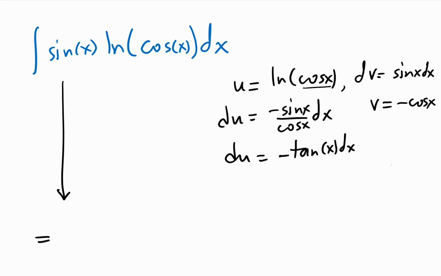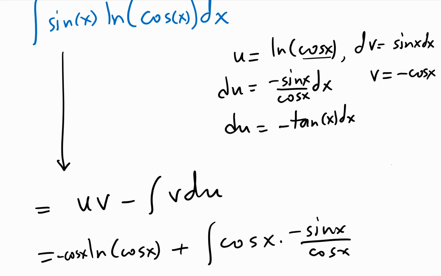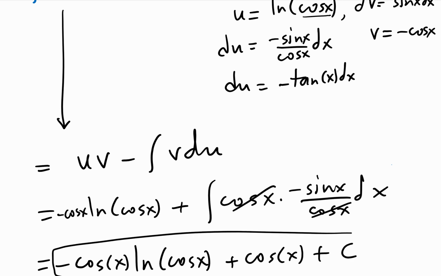So then that problem becomes uv, if you like to write the formula down, minus the integral of v du. u is natural log of cosine x, v is negative cosine x, so I can put it there, minus v, again negative, that makes it positive, and du is negative sine x over cosine x dx, so these cancel each other. Then this stays the same, minus the integral of sine, which is negative cosine, so that makes it positive, and don't forget the plus c as always.